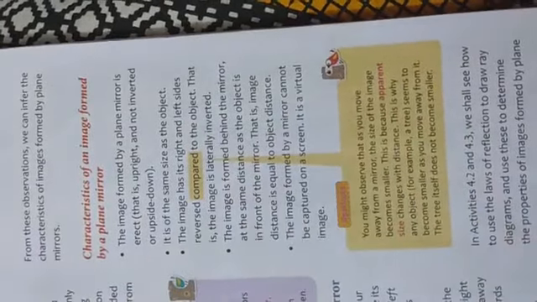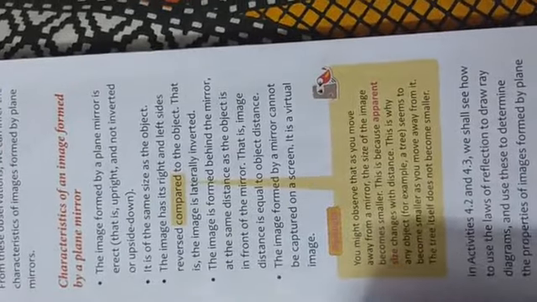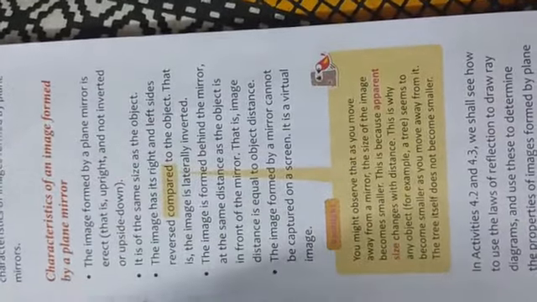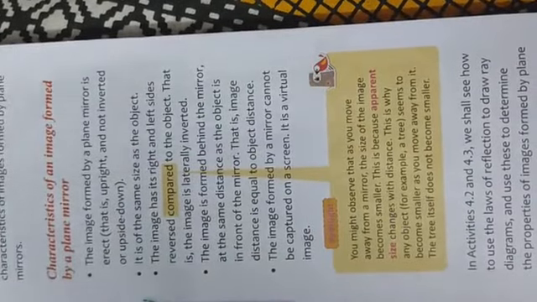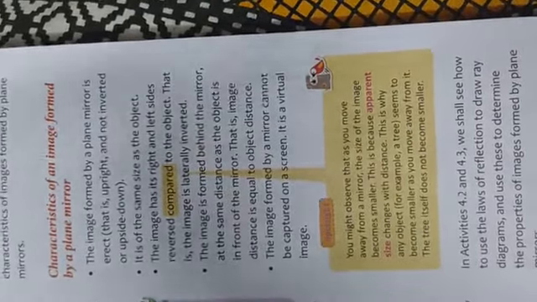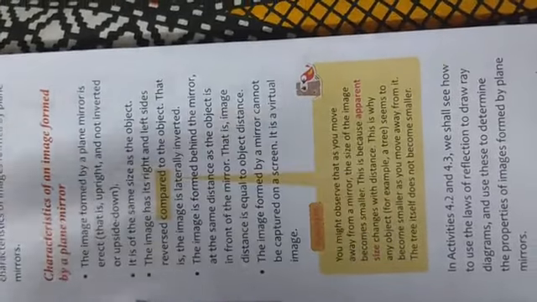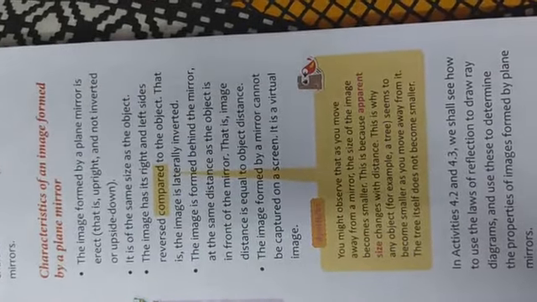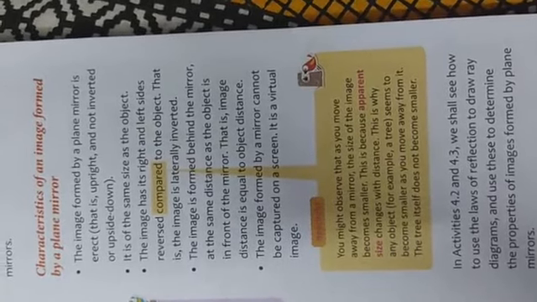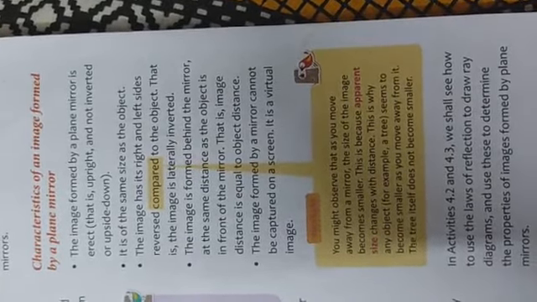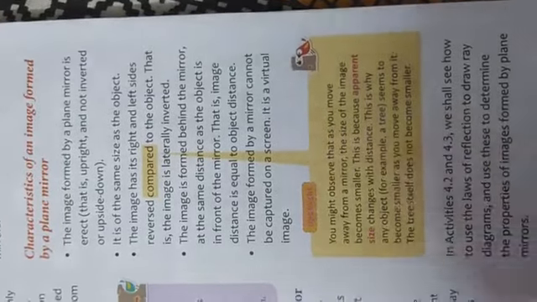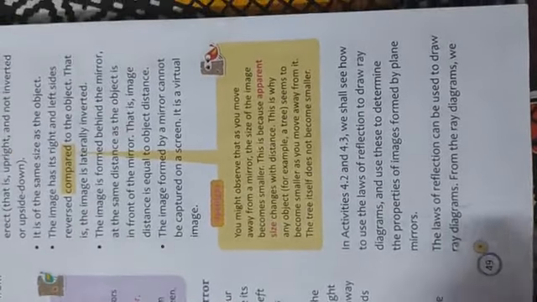Clear? So next, what are the characteristics of an image formed by a plane mirror? Keep in mind, the image formed by a plane mirror is always what? Upright. The height of the image is always the same as the height of the object. It is always laterally inverted, and the distance of the image is always equal to the distance of the object in front of the mirror. Next, the image formed by a mirror cannot be captured on a screen because it forms what? Virtual image.